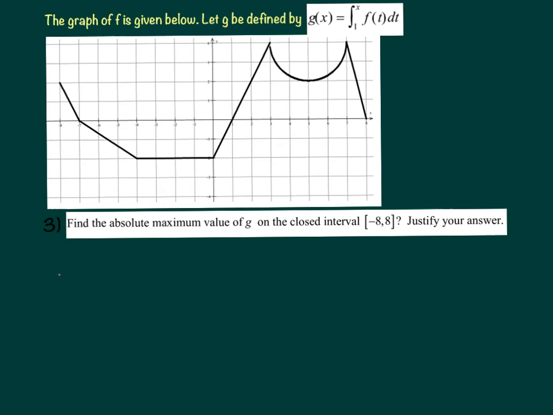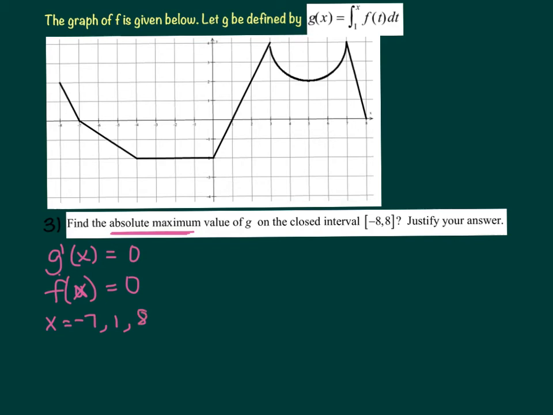Our next question is asking us to find the absolute maximum value of g on the closed interval -8 to 8. Justify your answer. Again, go back in your memory. What does it mean to find the absolute maximum? Well, I'm finding my critical values. I'm looking for when g prime of x is equal to 0, which we just reviewed. That's really asking us when is f of x equal to 0. And we just found those values to be x is -7, x is 1, and x is 8.